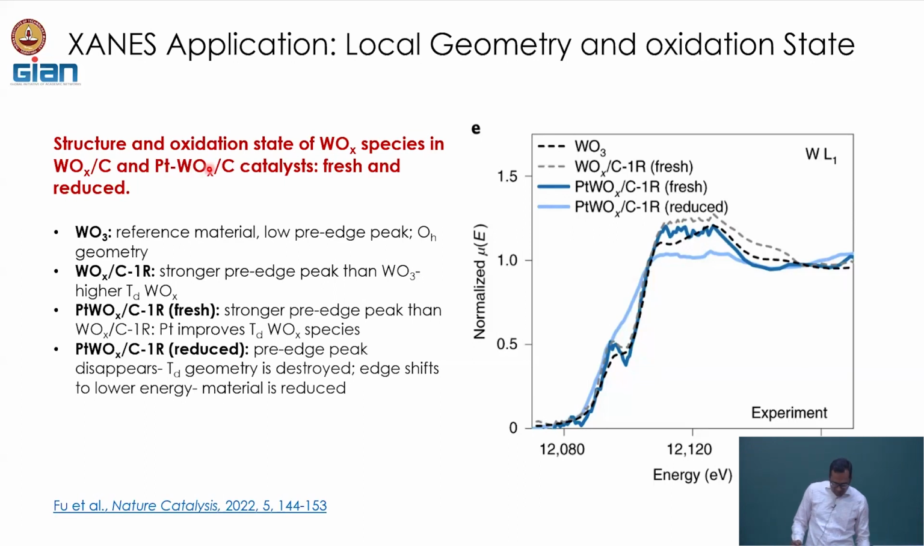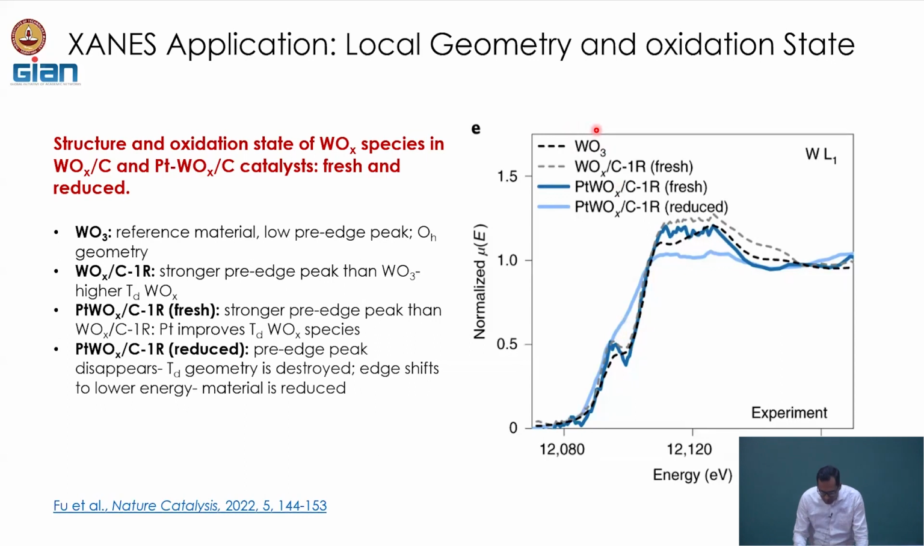So what we are seeing again is the XANES spectra for the tungsten L1 edge, and we have the WO3 here, which is the dotted dark black curve. Similar to the previous one, if we follow this dotted black curve, we do not see a significant pre-edge peak. That's because WO3 is octahedral in structure and it has a center of symmetry.